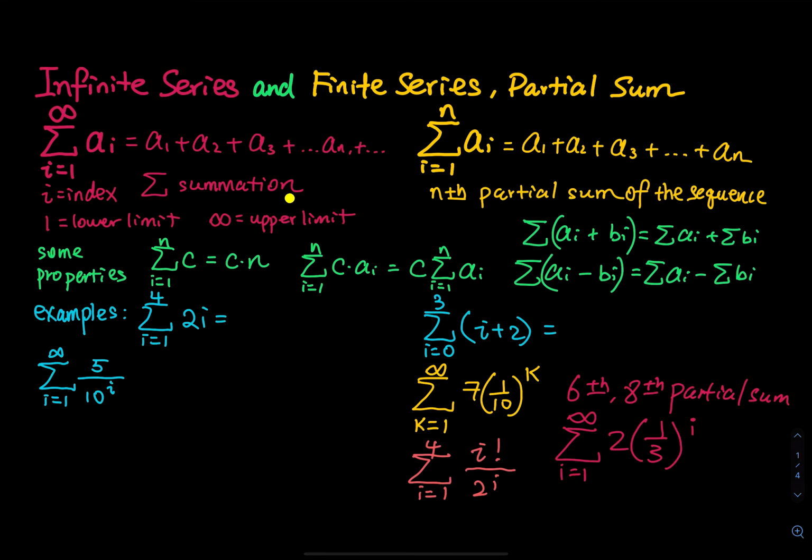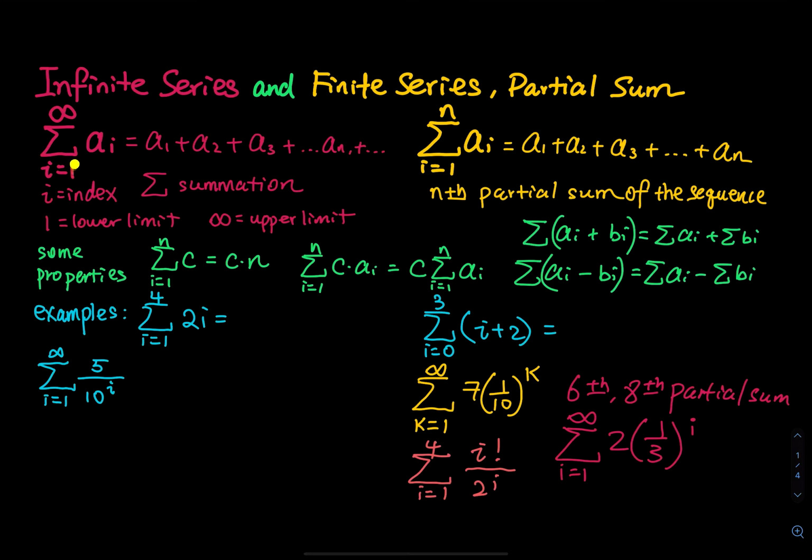And then this is the summation symbol. Summation symbol means sum. Sum means you are adding up numbers or variables. And then i equals 1: 1 is the lower limit, and infinity on top is the upper limit. So this is the sum of a_i, where i goes from 1 to infinity. It's pretty easy to interpret.